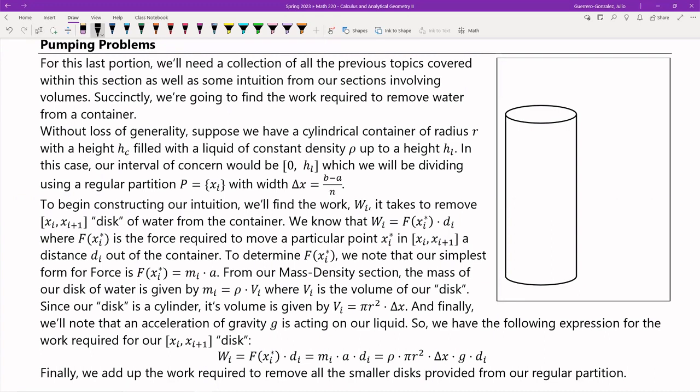That's what we're going to go ahead and find. So in these pumping problems, we are going to try to find the work required to remove water or a liquid from a container.